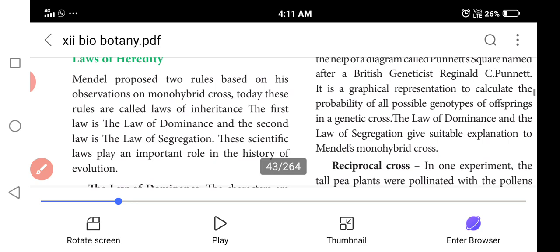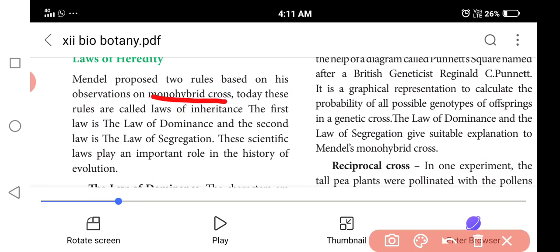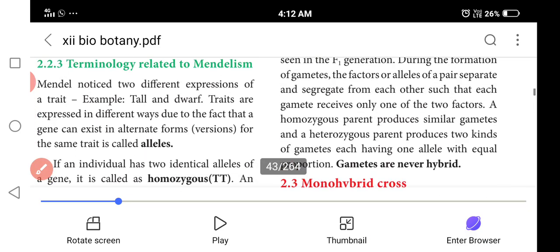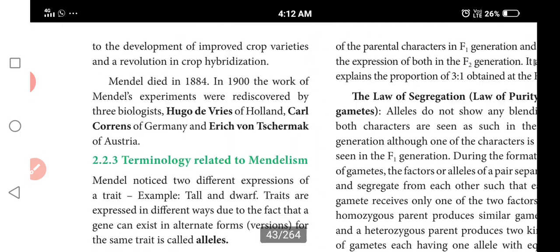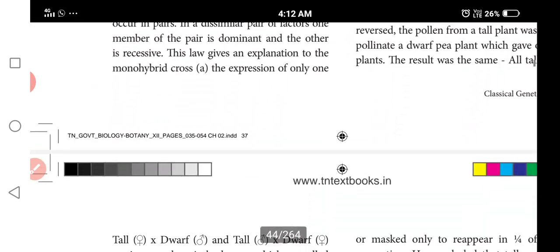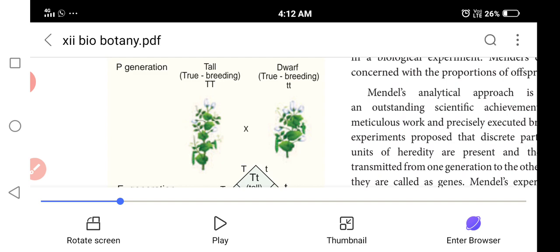So, two rules were proposed from Mendel's observations of the monohybrid cross. That's why I'm teaching the monohybrid cross first, then the laws. Do you know what a monohybrid cross is? This is the monohybrid cross.